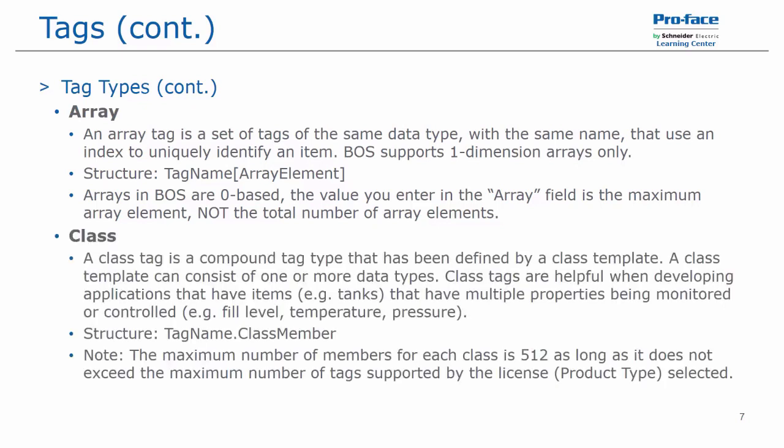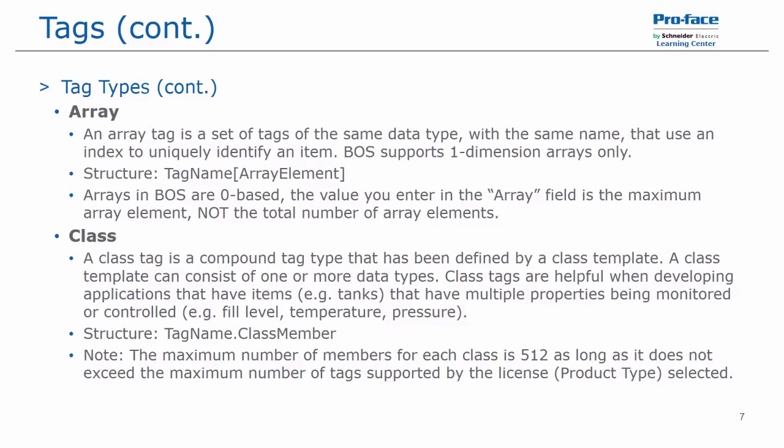Then we have classes. And a class tag is a compound tag that consists of several different members that can be different data types. And these are helpful when developing an application that has several properties in a single item. For example, a tank. So you would have pressure, a fill level, temperature, whatever the case may be. And the structure is the tag name dot class member.